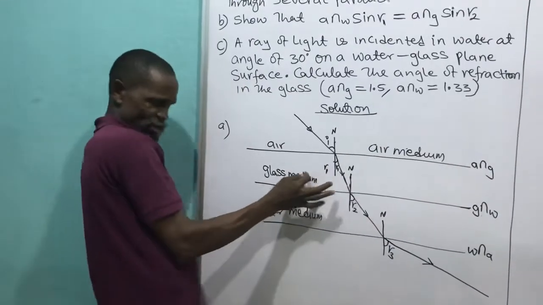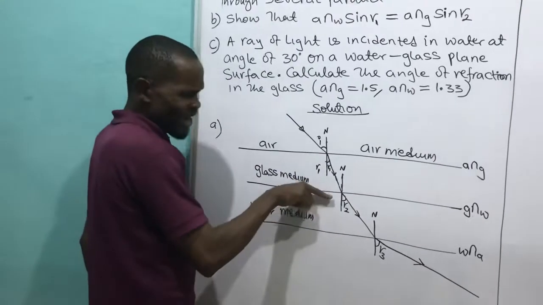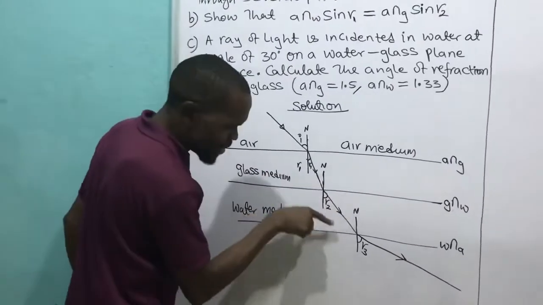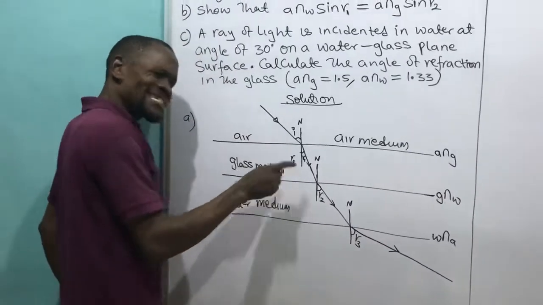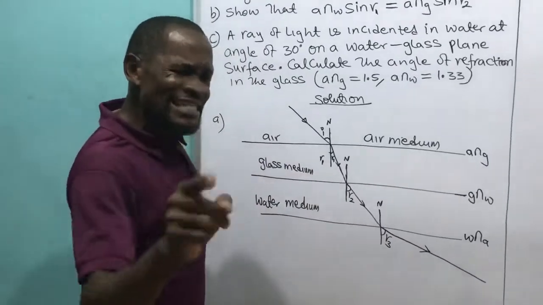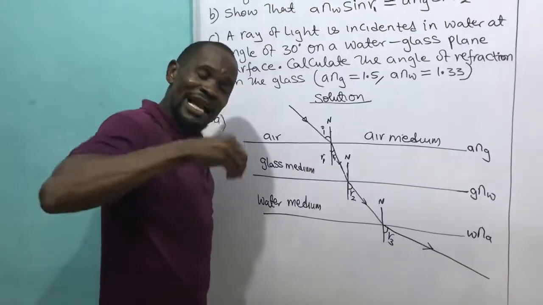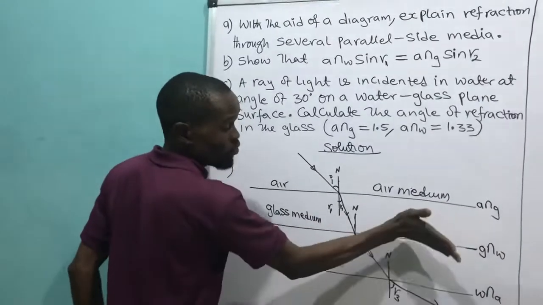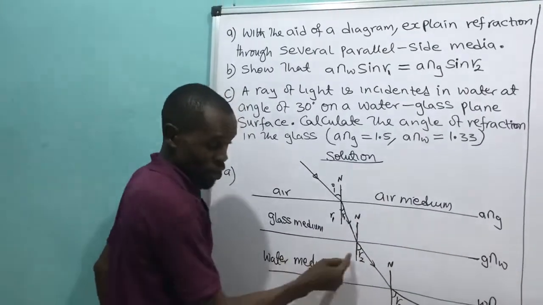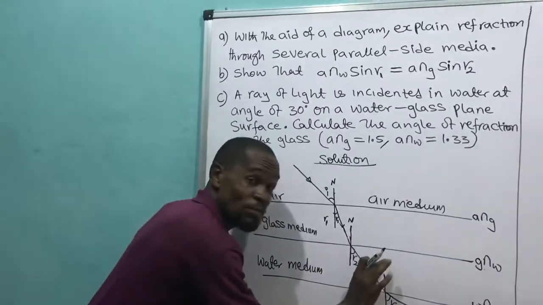to the normal. Look at it. It comes close to the normal. Instead of moving away, it comes close to the normal. Then when it enters from glass to water, what happened? It moved away, telling you that glass is more dense than what? Water medium. If glass is more dense than water medium, that's why you see it refract a little, moving away from the what? Normal.